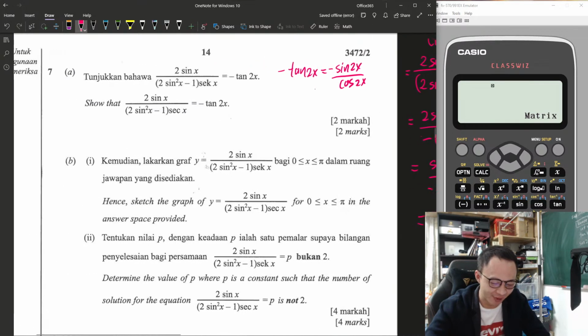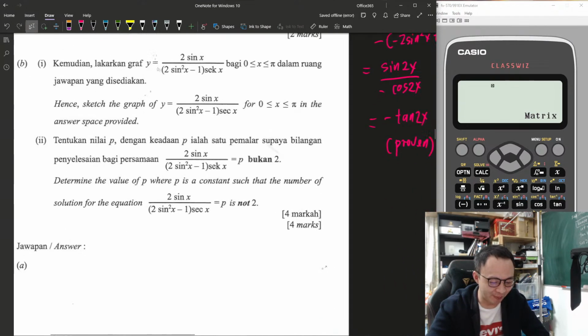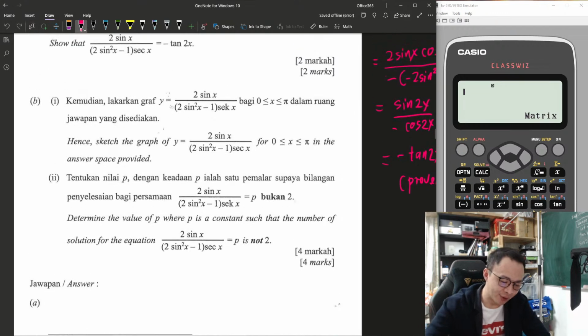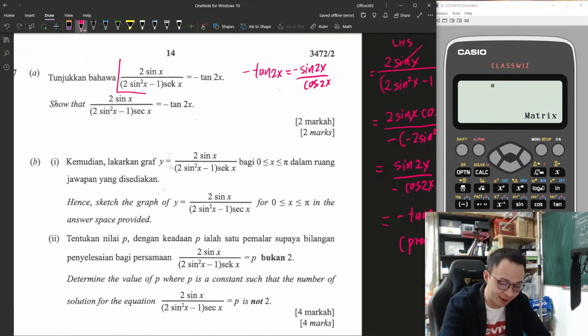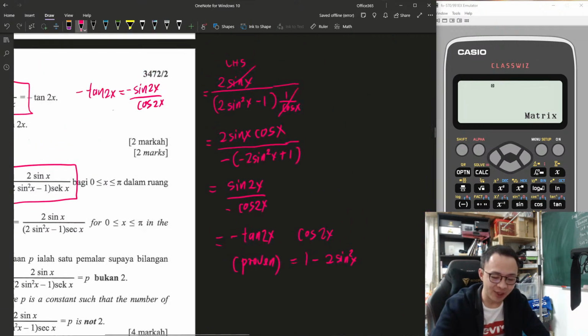Yeah. So then we go to section B1. For section B1, hence it asks us to sketch this graph. So I want to check the equation. Is this equation exactly the same as this one? If they are exactly the same, that basically means I can change it to negative tangent 2x, isn't it? So y equals negative tangent 2x.